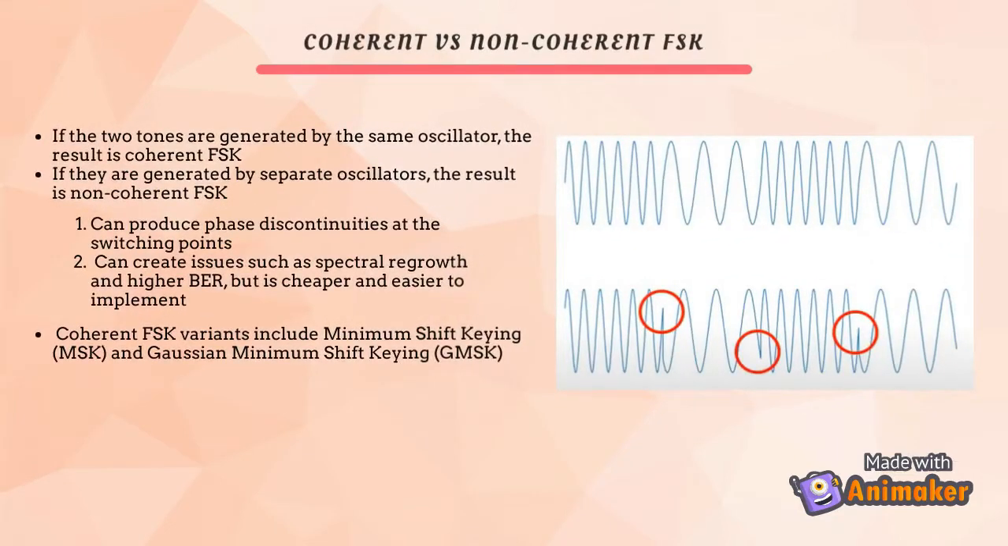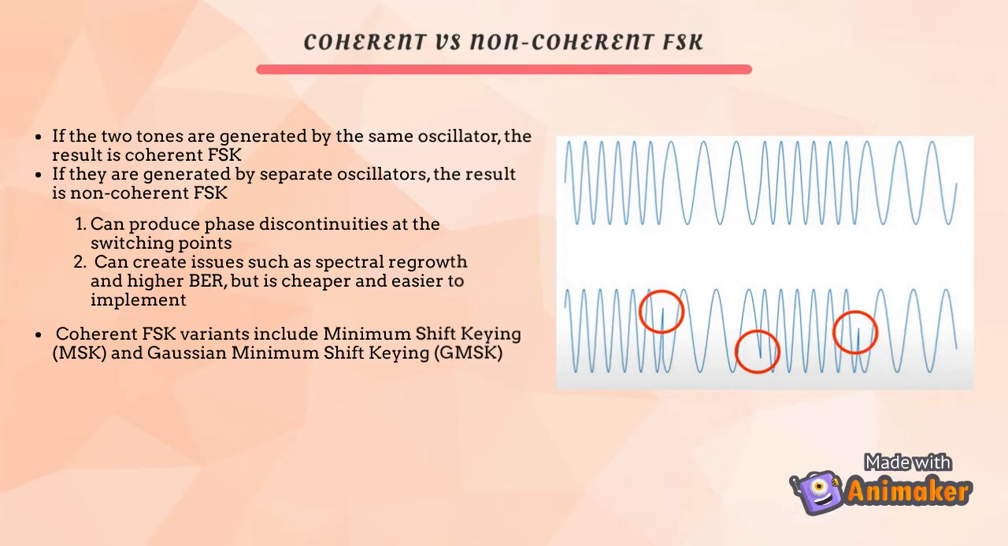We can also make a distinction between so-called coherent and non-coherent FSK. If our FSK tones are generated by the same oscillator, this is called coherent or continuous FSK. On the other hand, if they are generated by separate oscillators, this is called non-coherent or discontinuous FSK. In the case of non-coherent FSK, the lack of a common oscillator can produce phase discontinuities at the switching points. This can be problematic since the sharp changes in phase can lead to issues like wider signal bandwidth or bit errors. Non-coherent FSK is, however, cheaper and easier to implement.